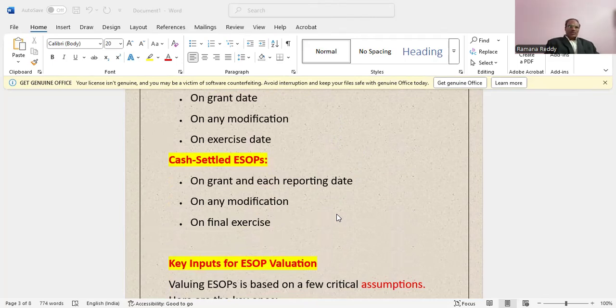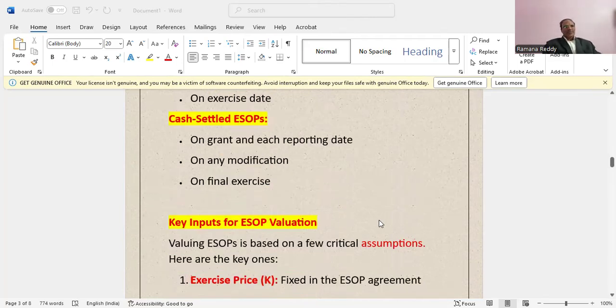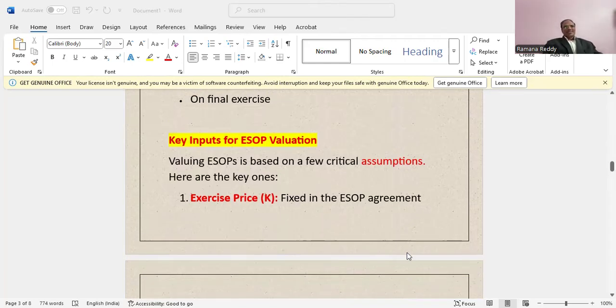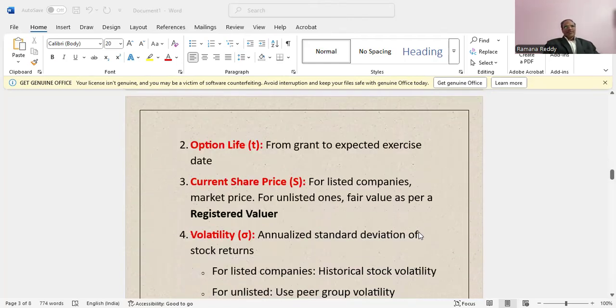So the key inputs for ESOP valuation are based on a few critical assumptions. We'll talk about a few assumptions. The exercise price, that is K, fixed in the ESOP agreement. And option life, this is T, from grant date to expected exercise date. Current share price: for listed companies, the market price; for unlisted companies, the fair value as per valuation.